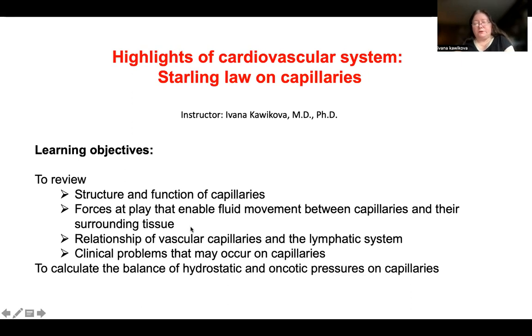So we will review the structure and function of capillaries, look at the forces that play a role in fluid movement from capillaries to tissue and back, and see how the capillaries are related to the lymphatic system. And then we will discuss some clinical problems that may occur because of issues on capillaries. At the end, we are going to calculate the balance of hydrostatic and oncotic pressure on the capillaries so that you can actually practically apply your knowledge.